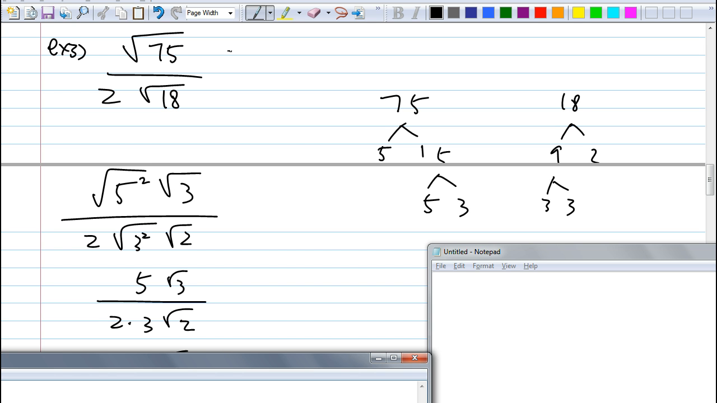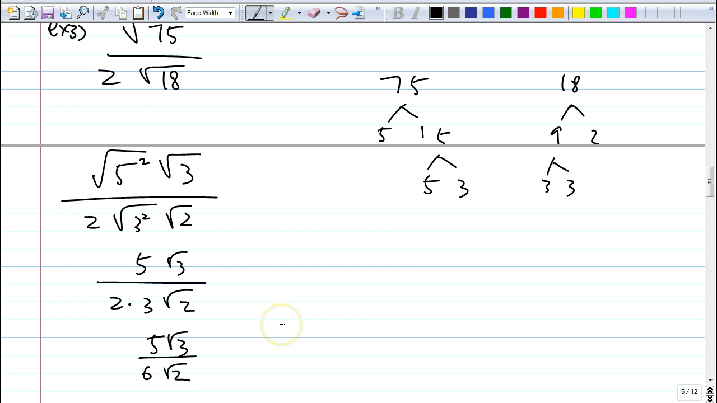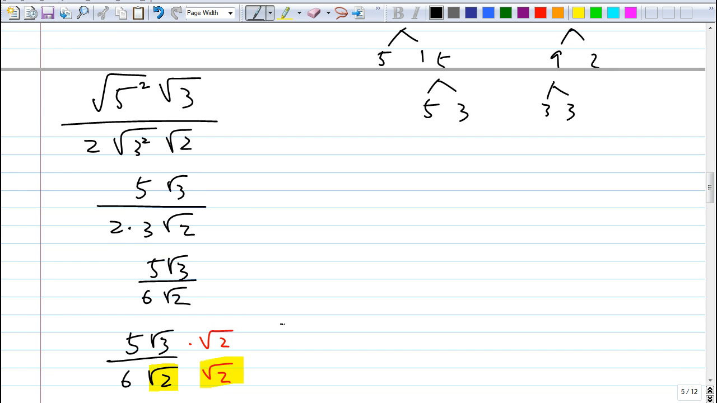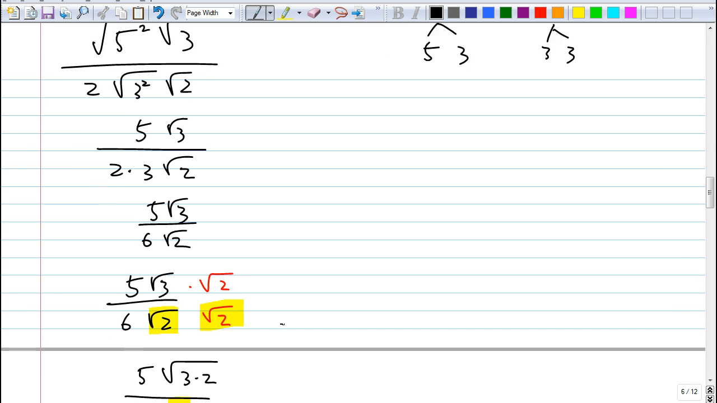So then when you do this, of course, you can multiply 2 times 3. You get 5 rad 3 over 6 rad 2. Am I done? Not quite. Why not? Angie, what do I need to do? Yeah, I need to multiply top and bottom by rad 2 to rationalize the denominator, right? We have a square root on the denominator. We don't want that, right? So you have to multiply top and bottom by rad 2. What's the answer when you do this then? Yes, Amy? Yeah, 5 rad 6 over 12.